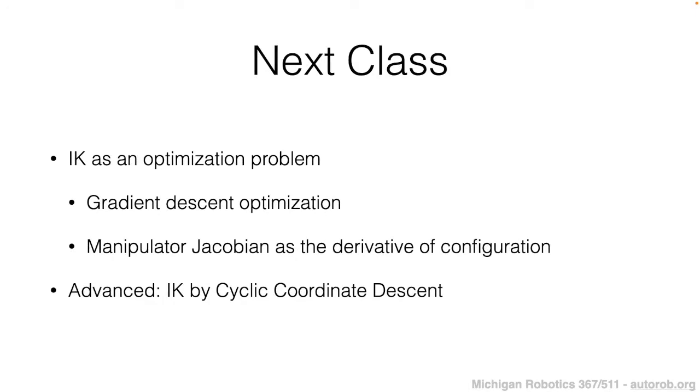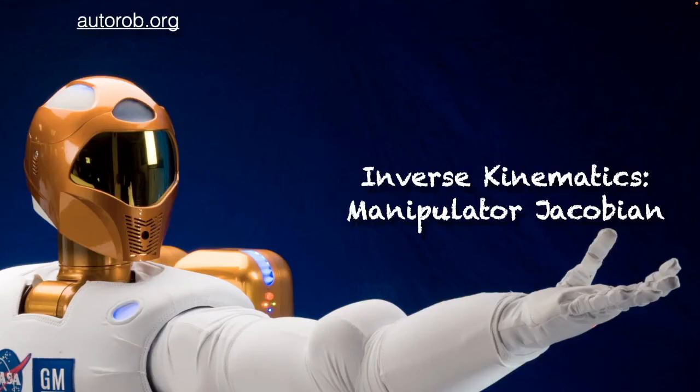We'll look at what's called the manipulator Jacobian as the derivative of configuration, and how we can use the manipulator Jacobian for this inverse kinematics approach. We'll also talk about a few other approaches, including cyclic coordinate descent, which can be used for inverse kinematics as well. And with that we'll conclude today's lecture on inverse kinematics.